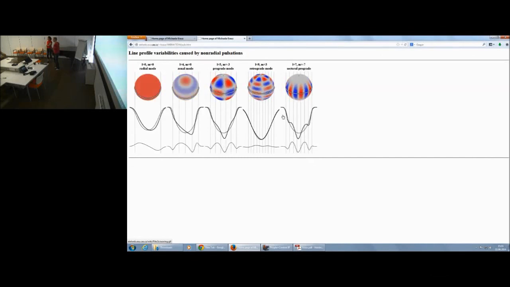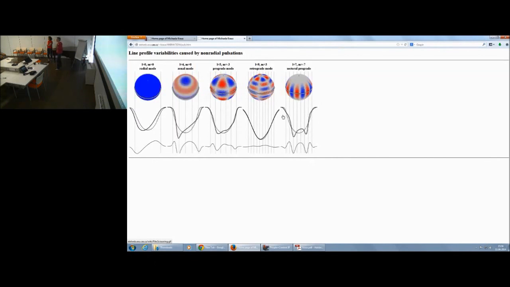It's not even a shell. It's something very chaotic, or maybe not chaotic because it's ordered. But if these pulsation modes interfere in a constructive way at some parts of the stellar surface, it can lift the material further up than in other parts. And if then the line driving takes over, you will form clumps or inhomogeneities or things like that.